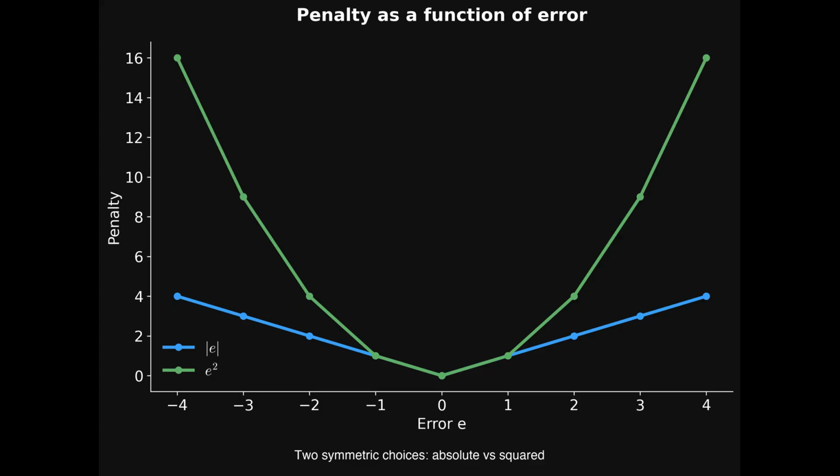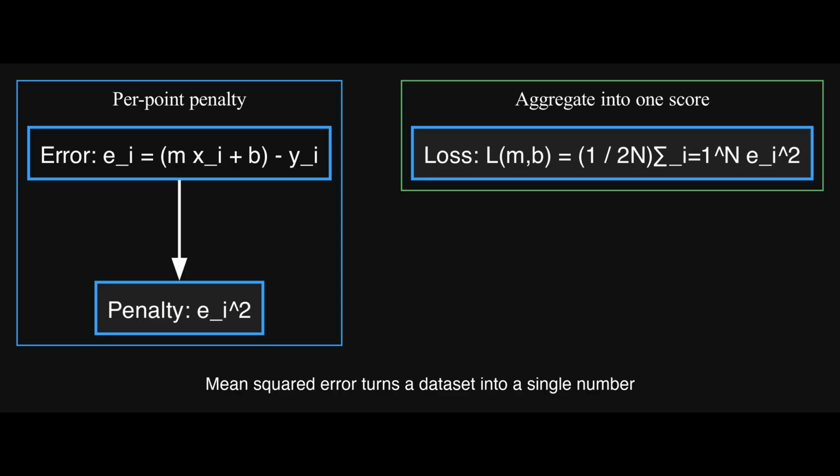Two obvious ways to remove the sign are absolute value and squaring. Absolute error grows linearly. Twice the error means twice the penalty. Squared error grows faster. Twice the error means 4 times the penalty. So squaring aggressively punishes big mistakes. That might be good if big mistakes are especially costly, or if we want the math to be smooth for later optimization.